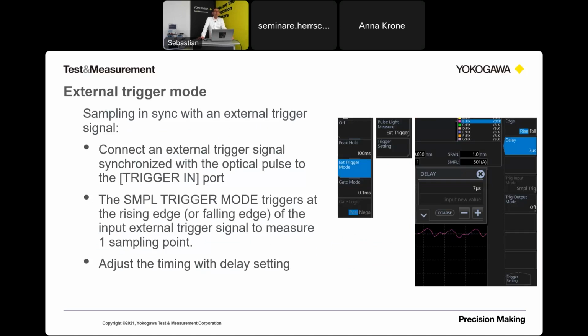For using the external trigger mode, we have a trigger connector at the back of the instrument, but you cannot see it. So we need to connect the trigger signal from the source and adjust the trigger settings, whether we are triggering on the falling or rising edge. And then with each trigger signal, one sampling point is measured. To capture the signal properly, we also have a setting for adjusting the delay so that we can capture the full pulse, and this can reduce the measurement speed.